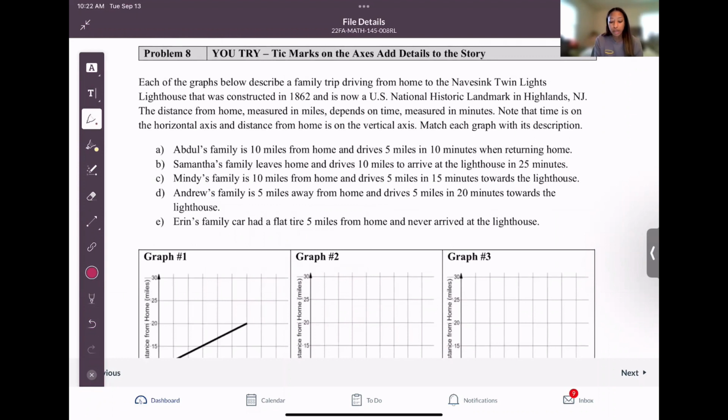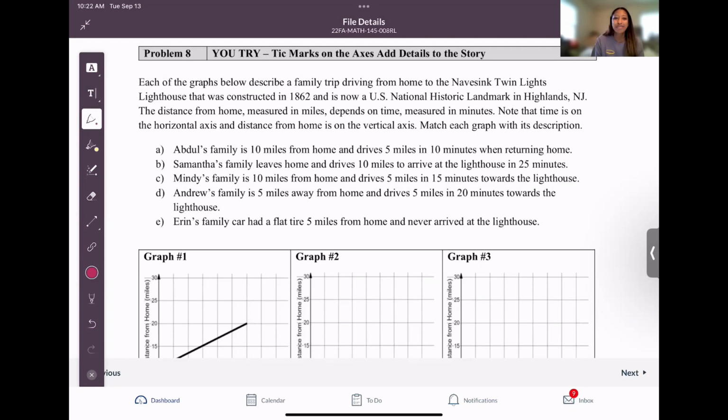Each of the graphs below describes a family trip driving from home to the Navesink Twin Lights Lighthouse that was constructed in 1862 and is now a U.S. National Historic Landmark in Highlands, New Jersey. Fascinating. We should go visit that sometime.